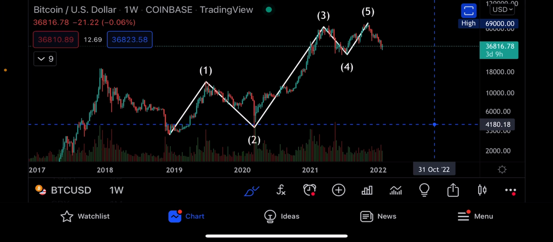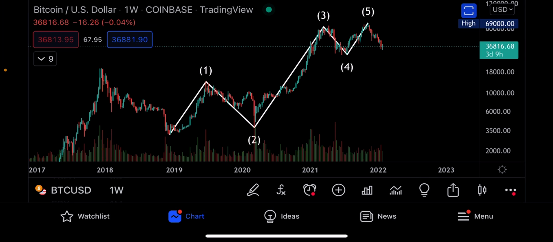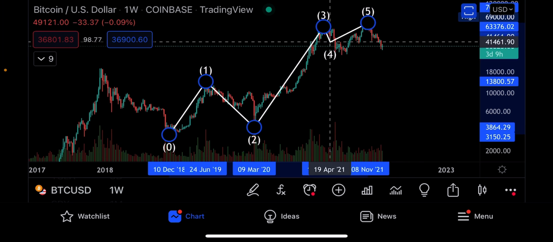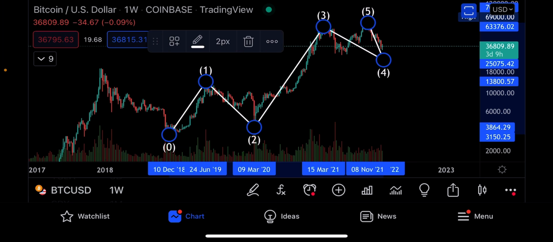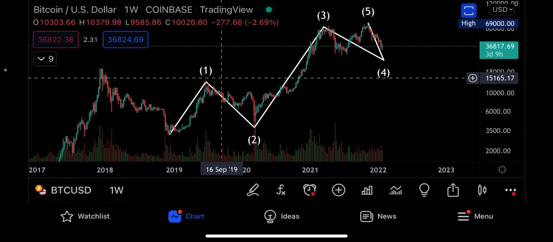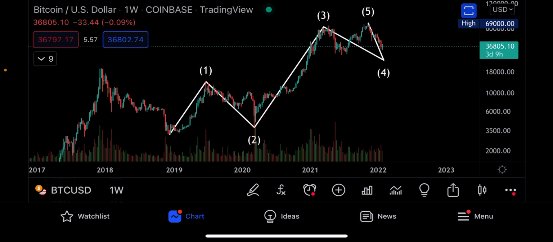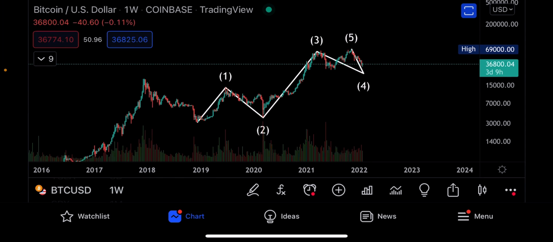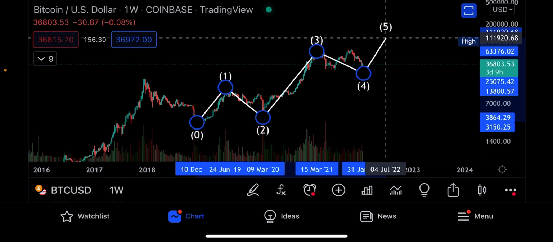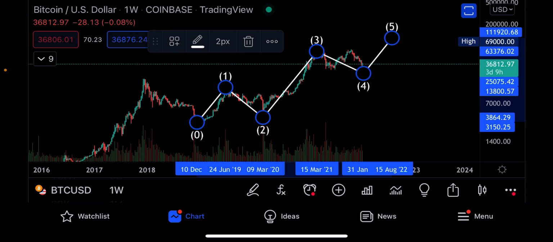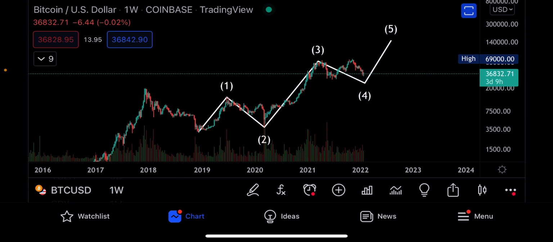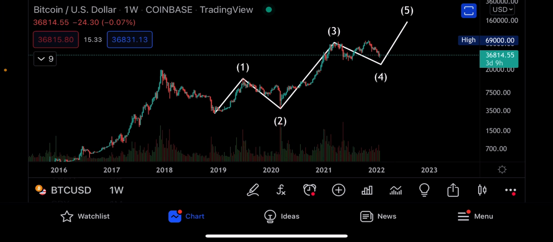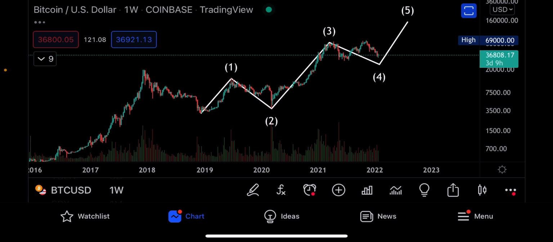All right, what I want to do is point out that this whole sideways action could be your 4 pullback, because typically pullbacks are going to be roughly the same size on these larger time frames. So we could see this 5 actually pull up a little bit above here, and we do get that final blow off top. The only reason why I think that this is a possibility, well, there's a couple of reasons. One is fundamentals. The fundamentals on Bitcoin are amazing.